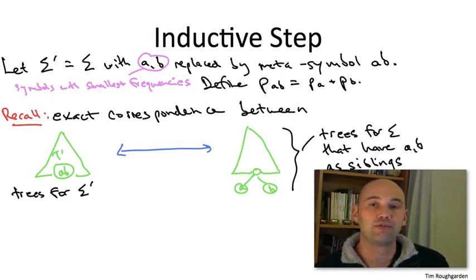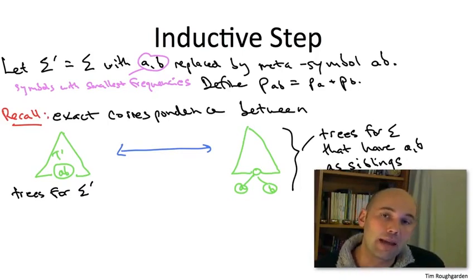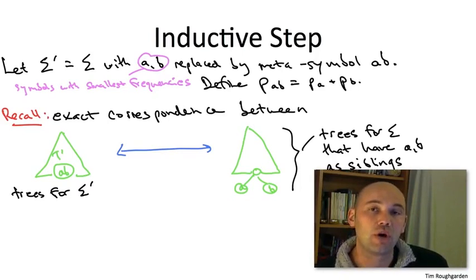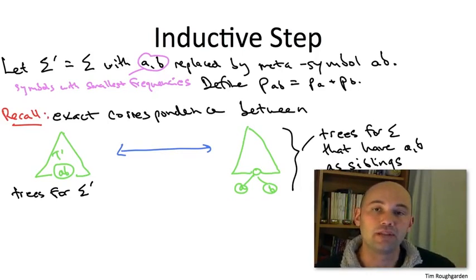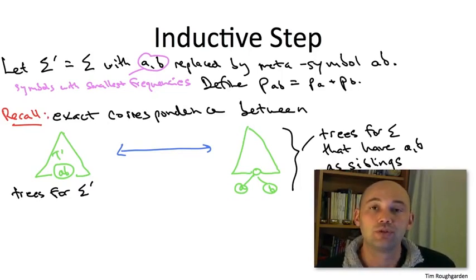Conversely, given a tree of the form on the right, that is, its leaves are labeled according to sigma, and it just so happens that A and B show up as leaves of that tree, you can produce a tree for sigma prime just by contracting A and B together. So sucking up A and B into their parent and labeling the parent AB. So you can go back and forth between these two types of trees.